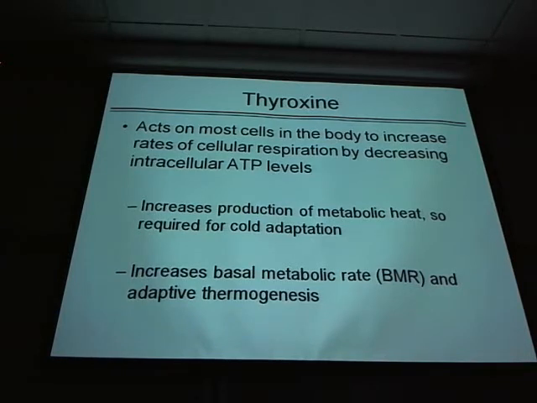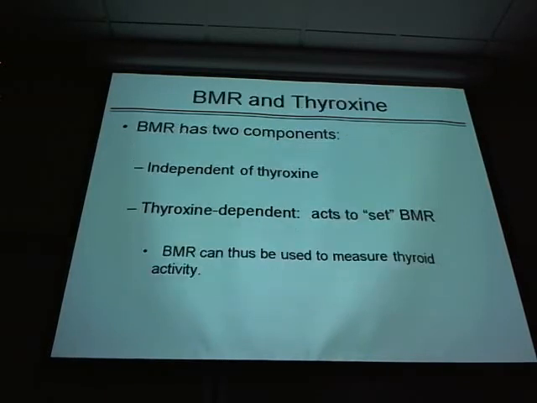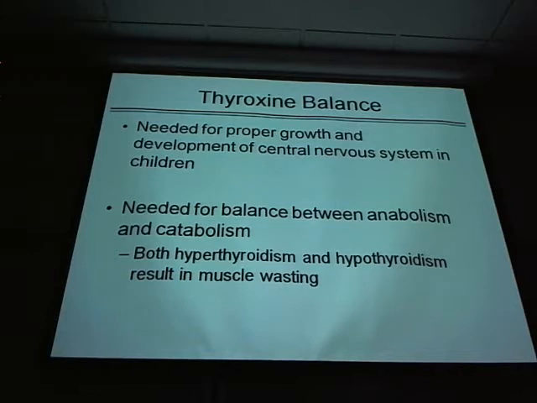Acts on most cells in the body, increased rates of cellular respiration, decreasing intracellular ATP. BMR is basal metabolic rate, dependent on thyroxine. Thyroxine is needed for proper growth and development of the CNS, and for balance between anabolic and catabolic processes. Where do we need thyroxine? It's the brown fat cells. Yeah, part of it is, but it regulates the body's metabolic rate.